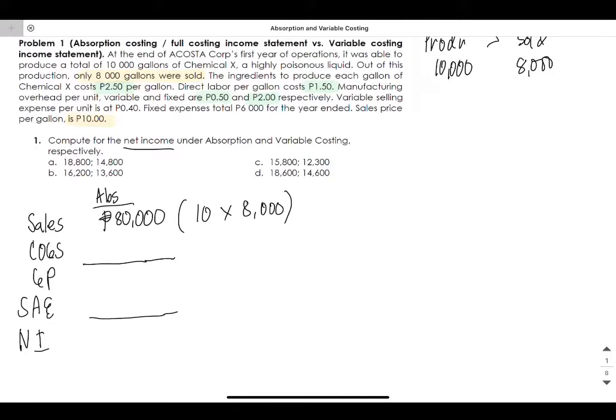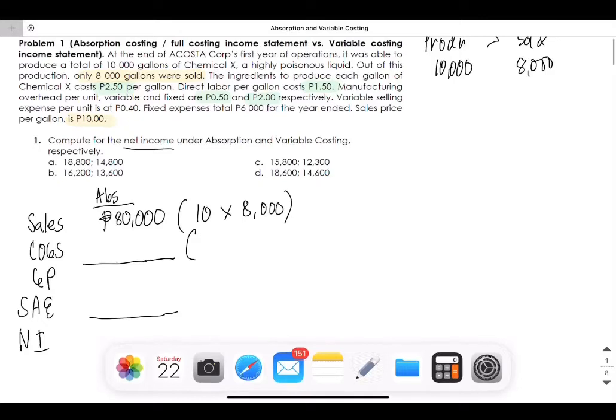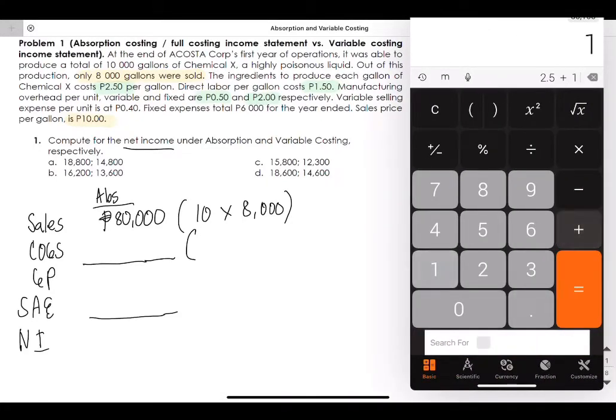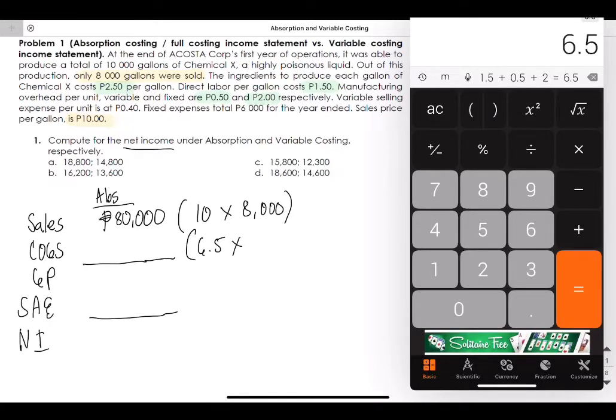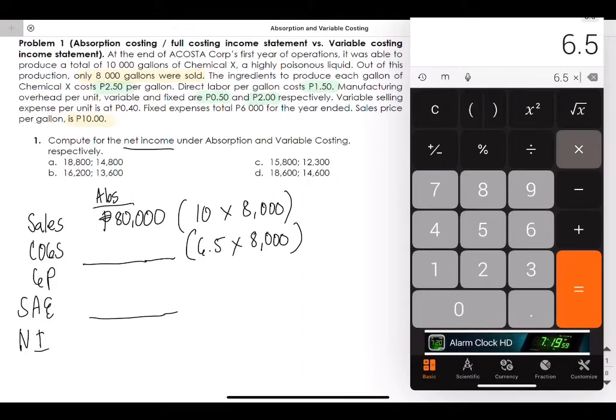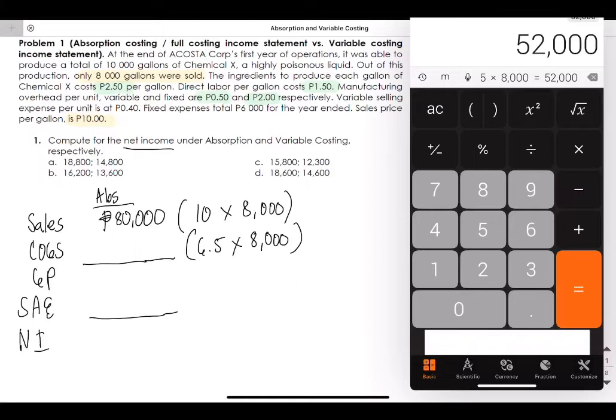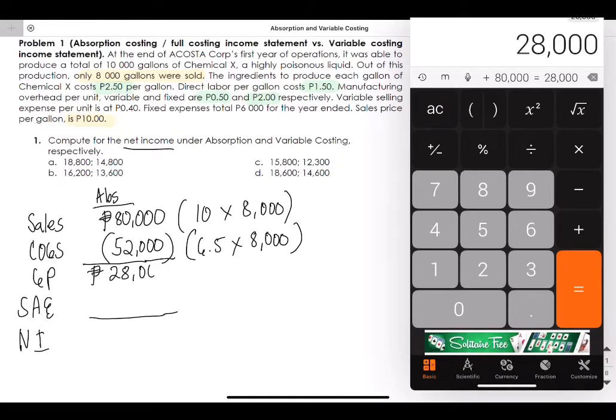So all in all, the total would be 2.5 plus 1.5 plus 50 cents plus 2. So that gives us 6.5. Multiply again by the number of units sold, which is 8,000 units. So 6.5 times 8,000 will give us 52,000 pesos. So that is your cost of goods sold. Then deduct this from 80,000 to get the gross profit, which is 28,000 pesos.